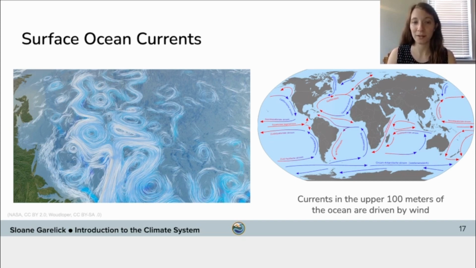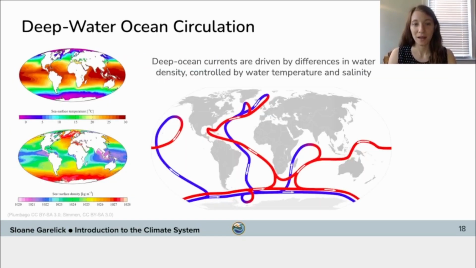However, there are also currents that occur at deeper parts of the ocean. In this map on the right, the red arrows are warm surface ocean currents, and the blue arrows are cooler deep ocean currents. These deep ocean currents are driven by differences in the water's density, which is controlled by temperature and salinity. Most of these deep water currents form in the polar regions on Earth, and this is related to changes in temperature and salinity in these regions.